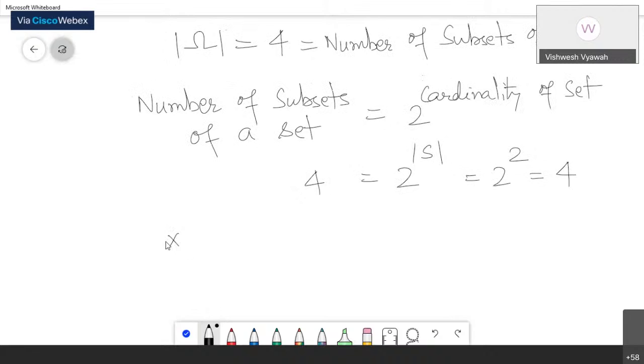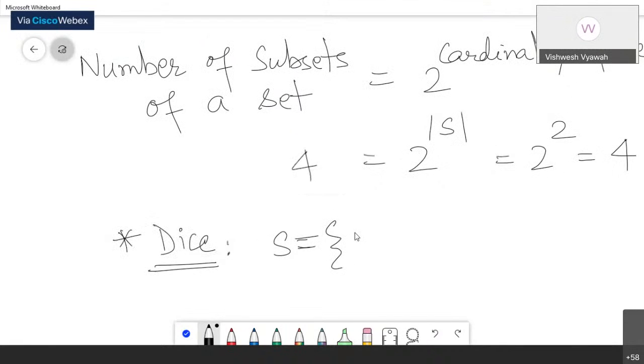Okay, so let's take the next example as dice. I am explaining the concept of events. Okay, right. Let's move ahead. See here, what is my sample space? What is my sample space here? The sample space here is 1, 2, 3, 4, 5, 6.